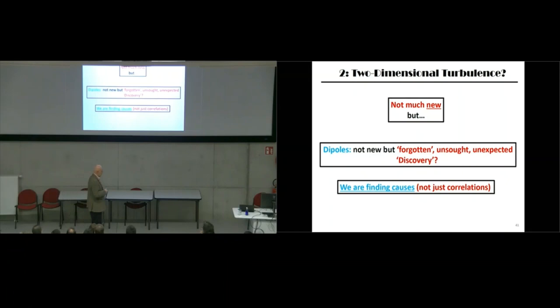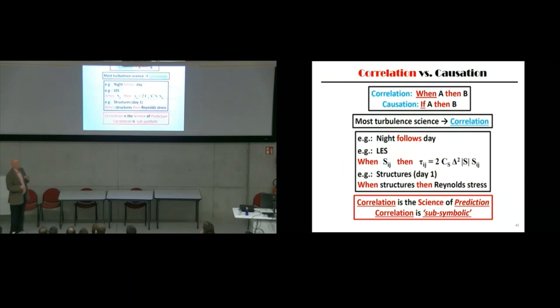And then something that I think is very important is that for one of the first times in turbulence that I can remember, we are really looking at causes. I mean, not correlation, but causation. We are really saying, when I do this, this is going to happen. There's a difference between, as we all know from detective movies, correlation and causation. Correlation is when I see something happening, and I tell you when this thing happens, this is going to happen. Causation is if this happens, this is going to happen.